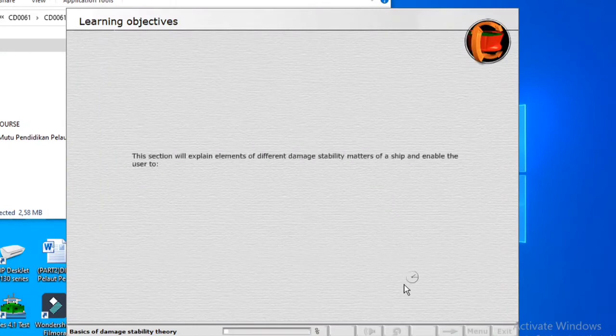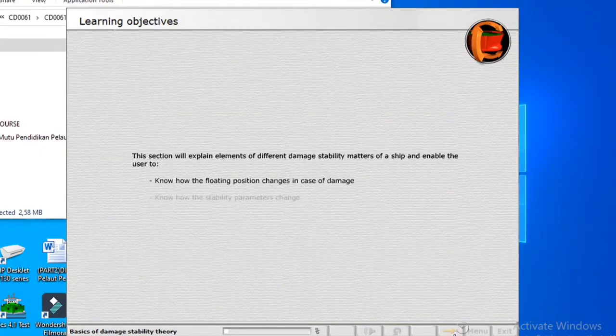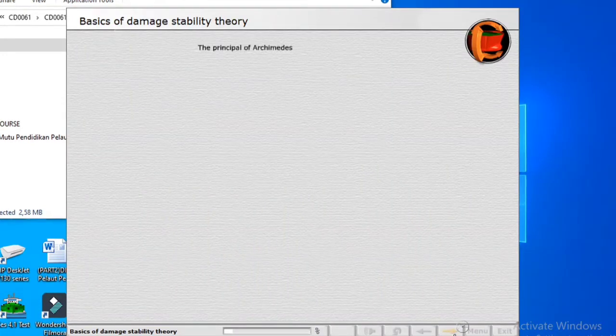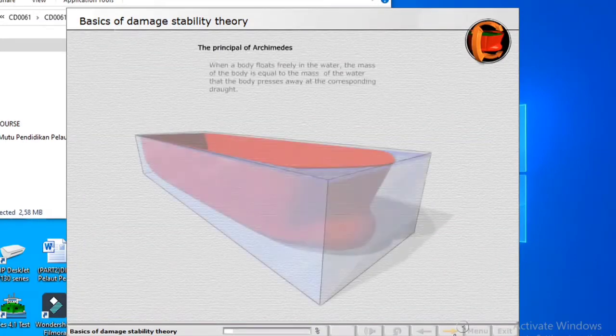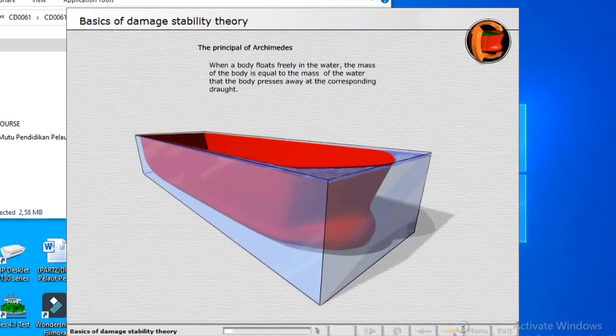This section will explain elements of different damage stability matters of a ship and enable the user to know how the floating position changes in case of damage, know how the stability parameters change. The principle of Archimedes: when a body floats freely in the water, the mass of the body is equal to the mass of the water that the body presses away at the corresponding draft.